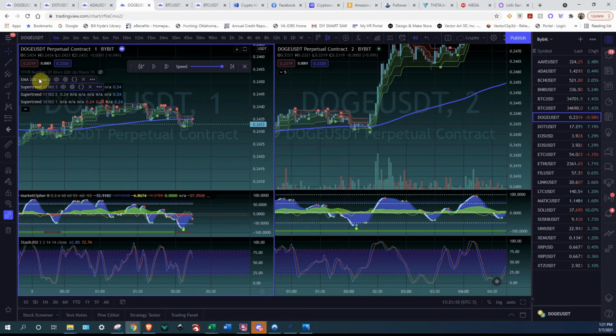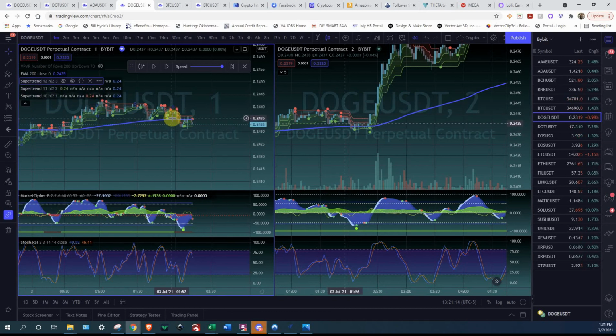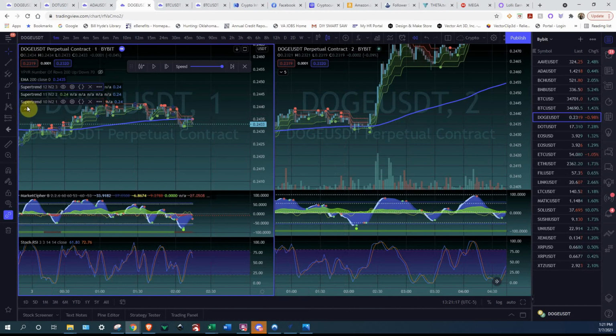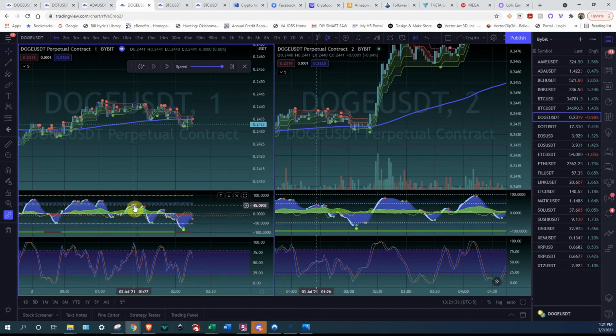Then you need the 200 EMA, which is what this blue line is right here. That's the exponential moving average. The other tool that you will need for it is the stochastic RSI, which is this down here. This other one is Market Cipher B. I don't use it right now. I'm still trying to figure out any possible correlation to help identify good or bad trades with it. Like I said, this is still in the works. I'm still trying to fine tune this strategy and see if I can make it work better.